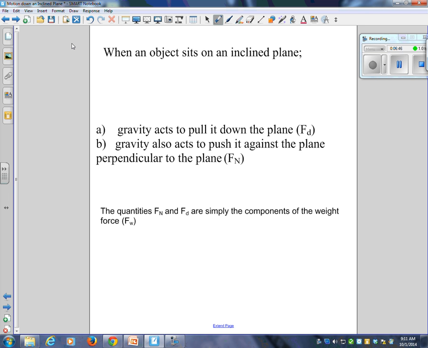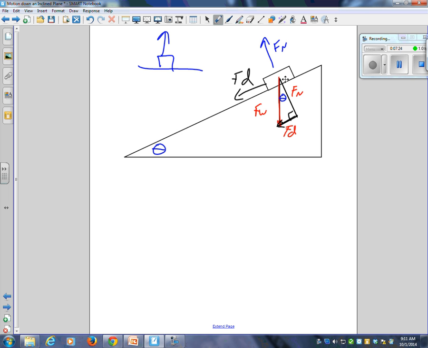So, when an object sits on an inclined plane, gravity acts to pull it down the plane, Fg. And gravity also acts to push it against the plane, perpendicular to the plane. Those are the two components of gravity in that situation. Now, if there was friction, say it's a rough surface, what would happen to the amount of friction if I were to increase the angle of inclination?